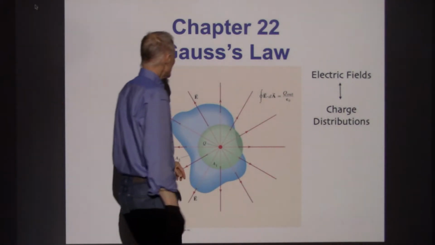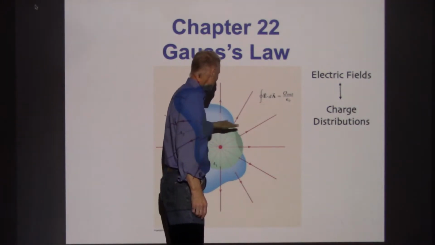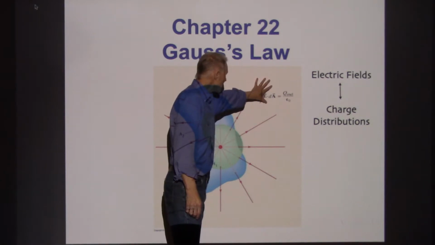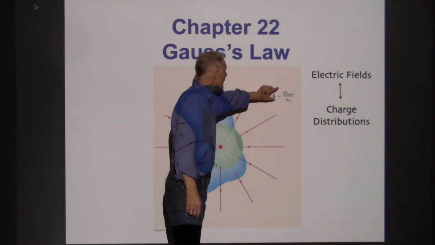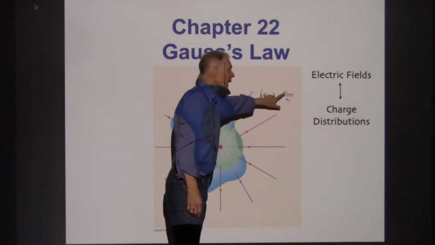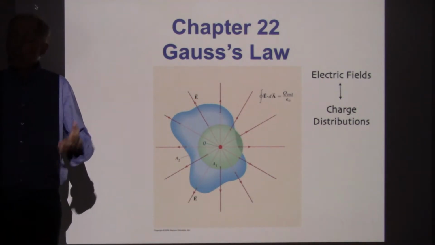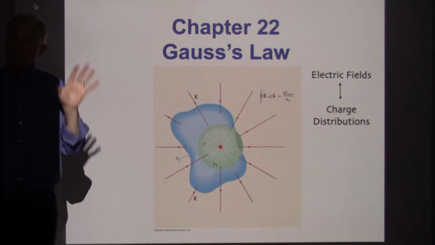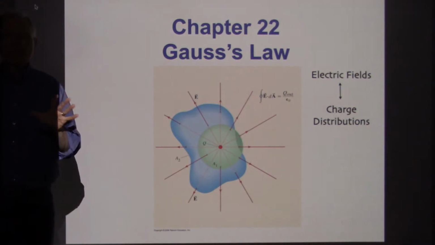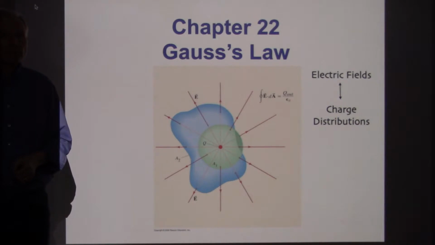So what Gauss's law says is, if I take the electric field at every location and multiply it by the surface area, that will tell me how much charge is enclosed. If there's more charge inside, the electric field will be larger. If there's 5 times as much charge, the electric field will be 5 times larger.